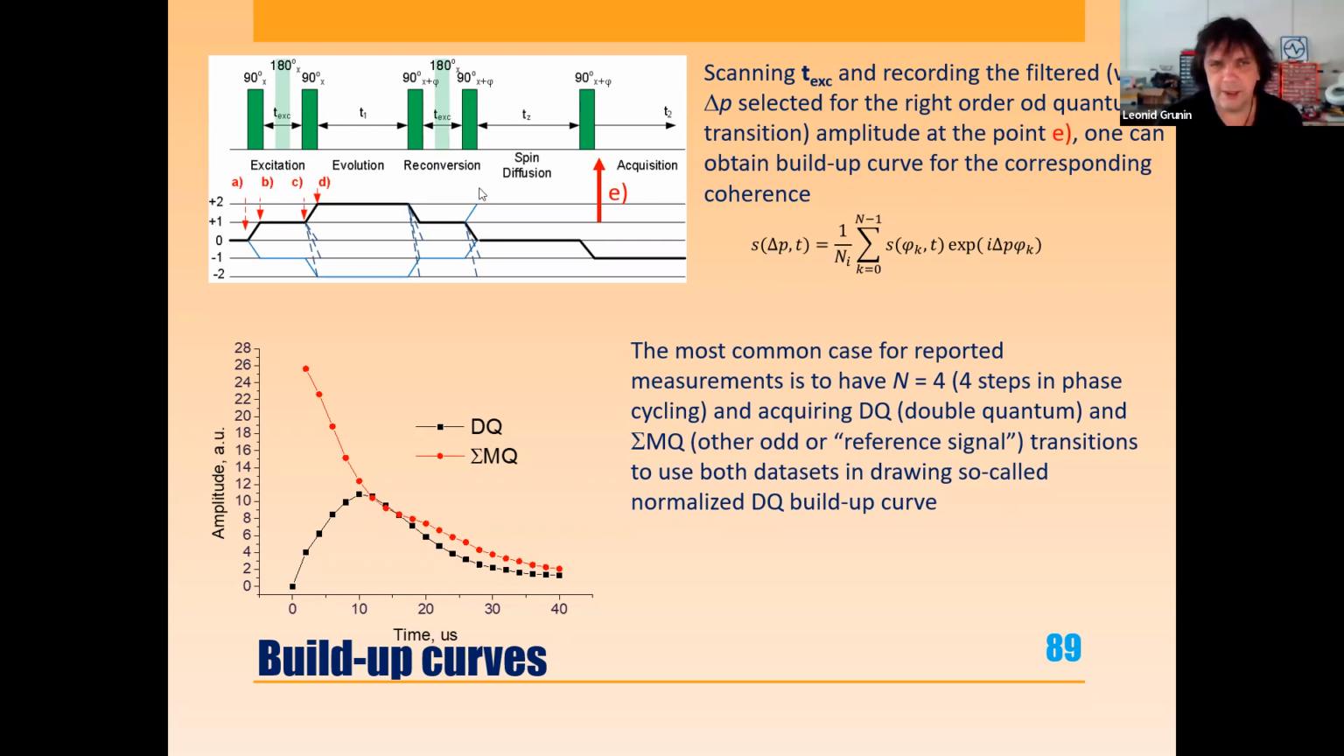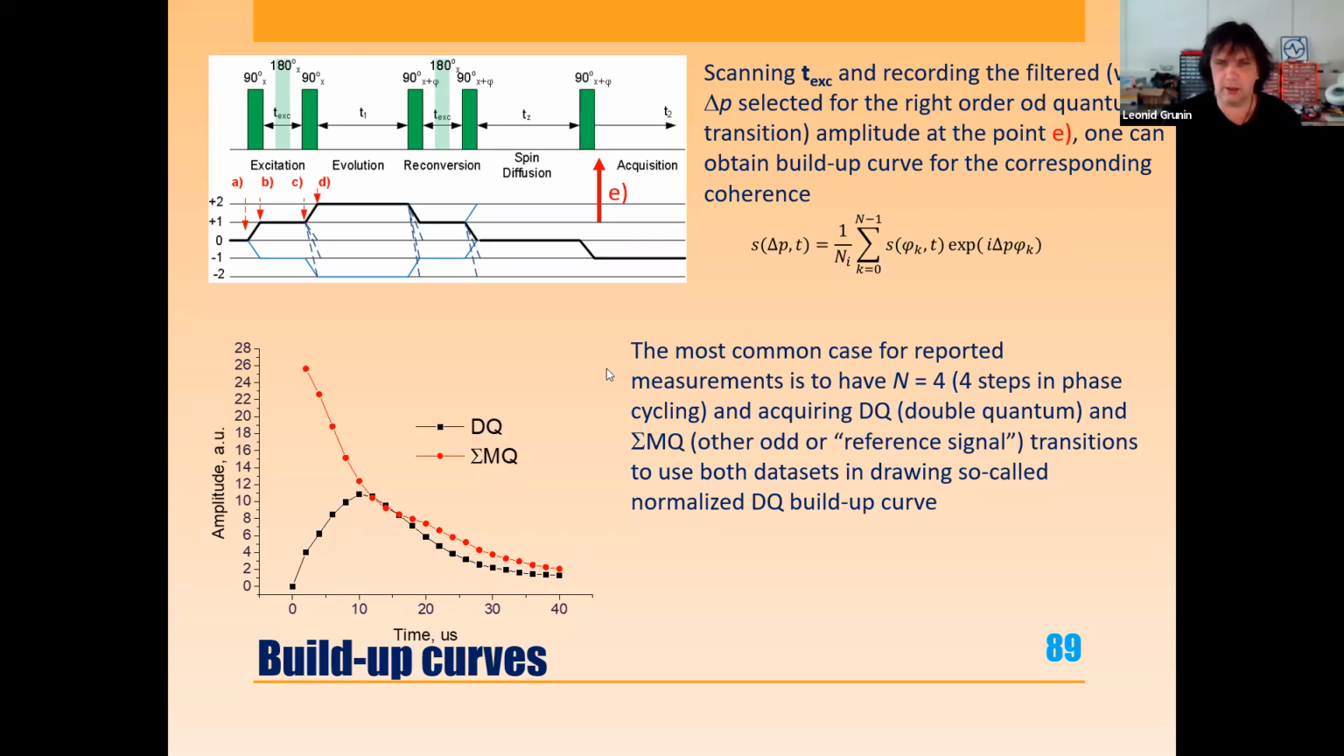depending on the phase cycling, we can acquire two types of curves. These are normally called pure double quantum and reference, or, as mentioned in some publications, sum of multiple quantum transitions. Actually, these are transitions from odd coherence. So the text here is clear, I guess you can read it yourself. So varying this excitation time and recording the points, we can get two interesting pictures.